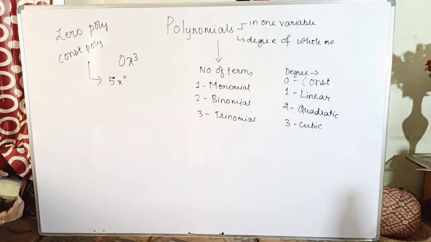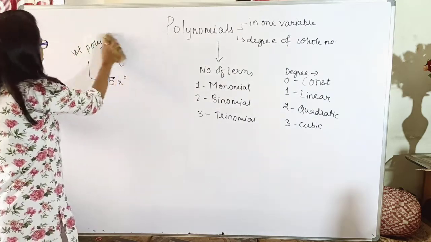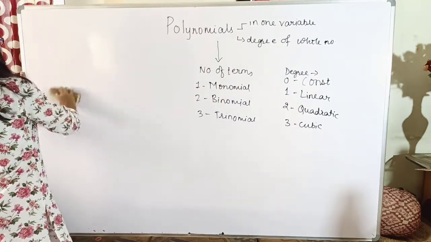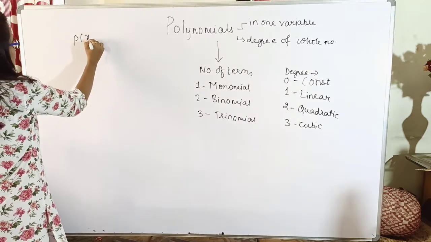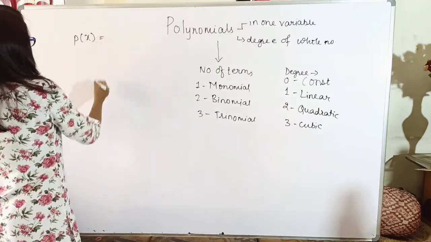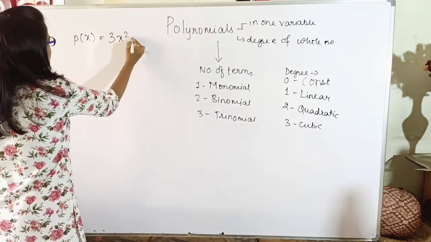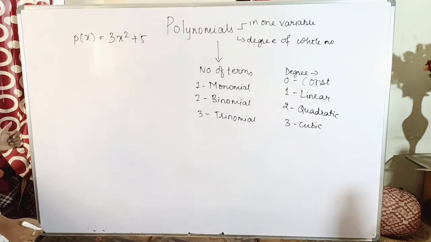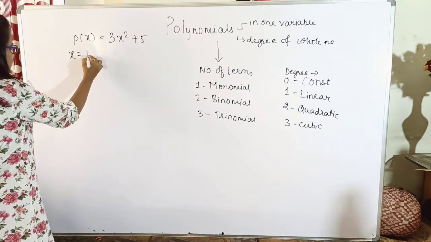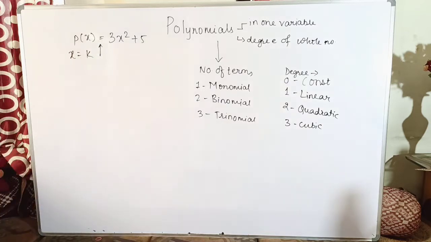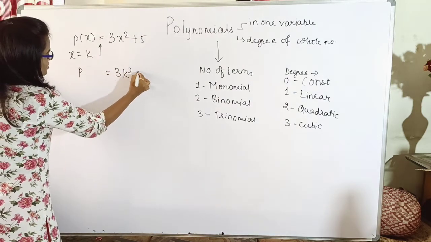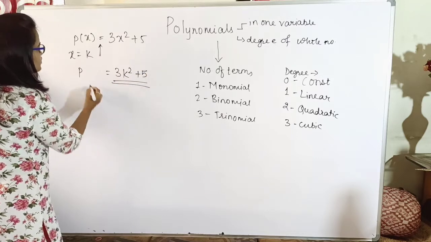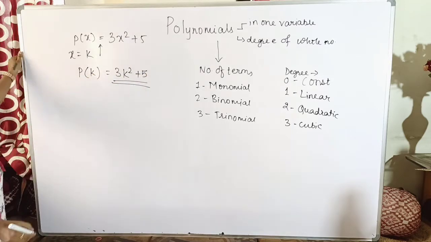depending upon the classification. The next thing which you have learned is zeros of the polynomial. Now what is meant by zeros? Yes, so before that, let us see, suppose there is one polynomial p of x, where let us take the example 3x square plus 5, right? If I put the value of x as k in this given polynomial, meaning wherever there is x, I will replace it with k, and hence what will I get? I will get 3k square plus 5.